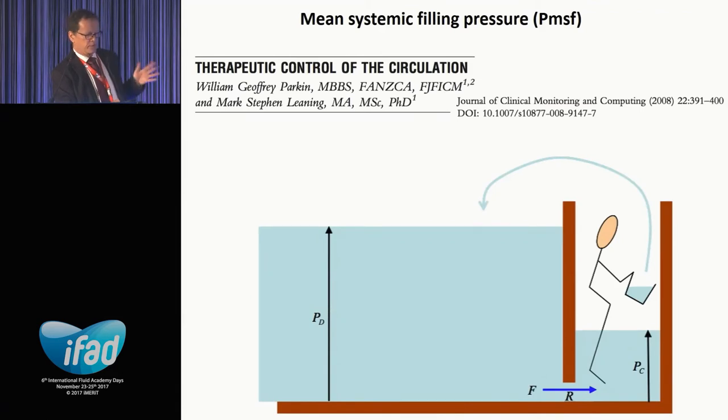But this is the principle. So we have two reservoirs here, a big one and a smaller one. This is the venous compartment, this is the arterial compartment, and there's a guy sitting here with a bucket putting water from this part to that part. This guy is the heart, obviously.